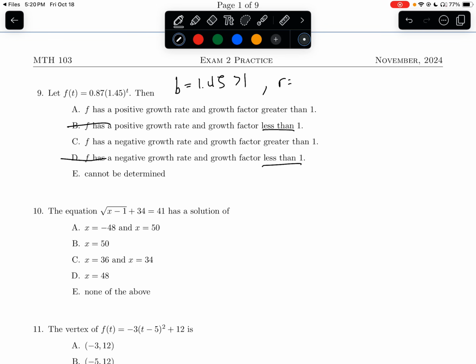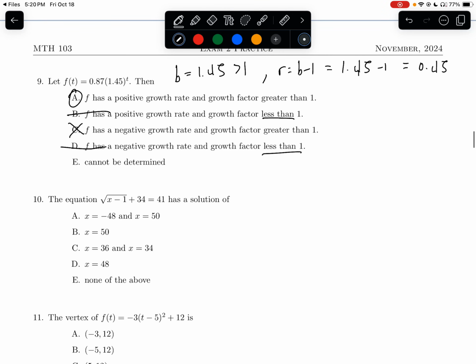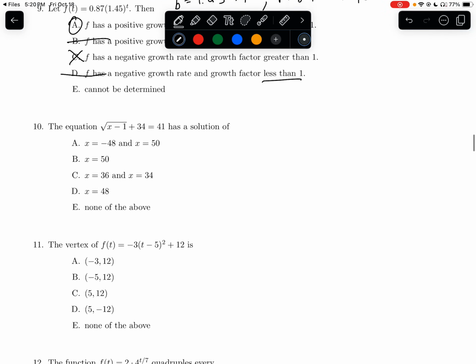And we know that r is b minus 1. Which is 1.45 minus 1, which is 0.45, right? Positive growth rate, growth factor greater than 1, those will occur in pairs, and so the answer is A, which is what would have to happen. C is not even possible. You cannot have a growth factor greater than 1 and then also have a negative growth rate, so in any case, you could rule this out pretty quickly. It has to be A.